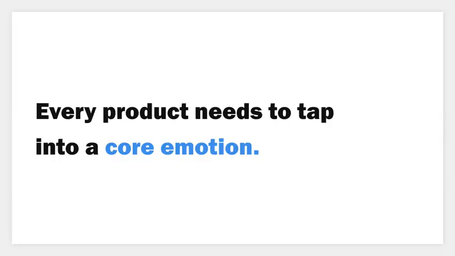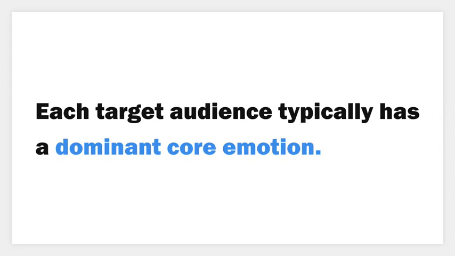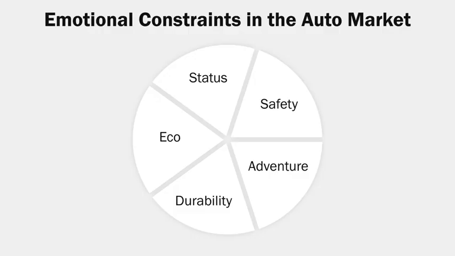Let's talk about that centerpiece, that primary emotional constraint, and walk through this in a little bit more detail. Every product needs to tap into a core emotion. We talked in the user psychology module about how every decision and action starts with emotional fuel, and that goes for adopting and retaining on a product. Now, there's typically an emotion that is dominant for every target audience within a product category.